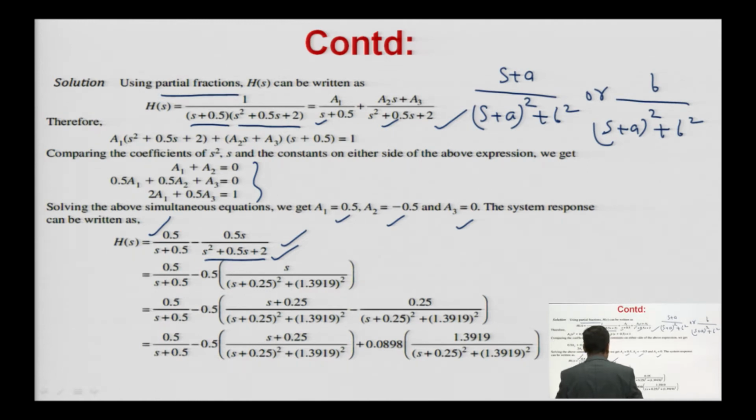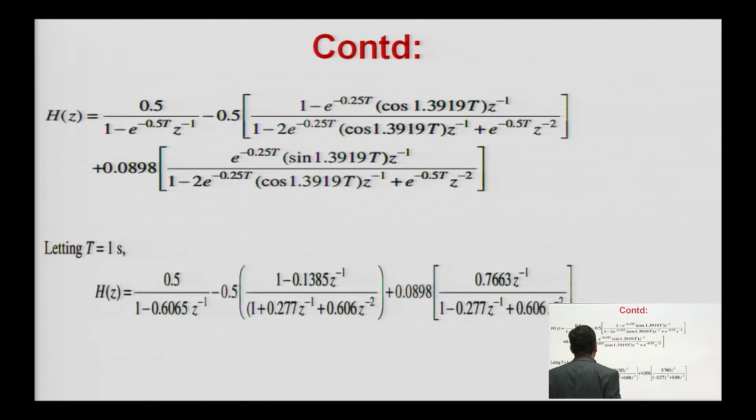You know how you make the square formula. You have to add plus and minus, and then it will be (s plus 0.25) whole square plus (1.3919) whole square. Now 0.5 you can take common. Now plus 0.25 and minus 0.25 we have to add here. Then this will be in cosine form, but you have to create it in this form, by multiplying by some constant.